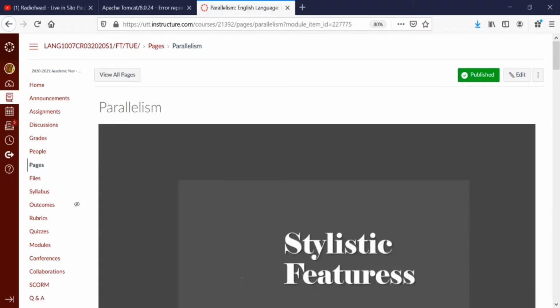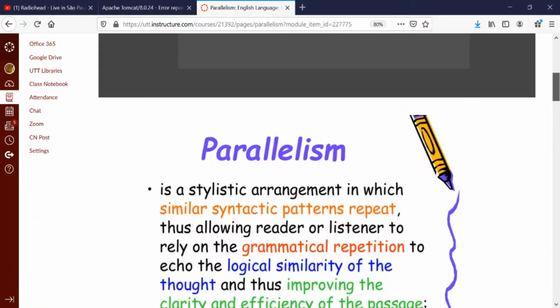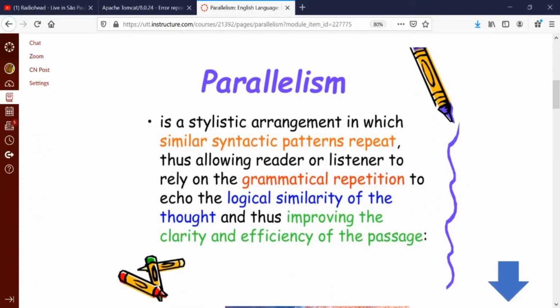So the next thing we're looking at is a stylistic feature, parallelism. So as it says here, parallelism is a stylistic arrangement in which similar syntactic patterns repeat, thus allowing the reader or listener to rely on the grammatical repetition to echo the logical similarity of the thought, and thus improving the clarity and efficiency of the passage.